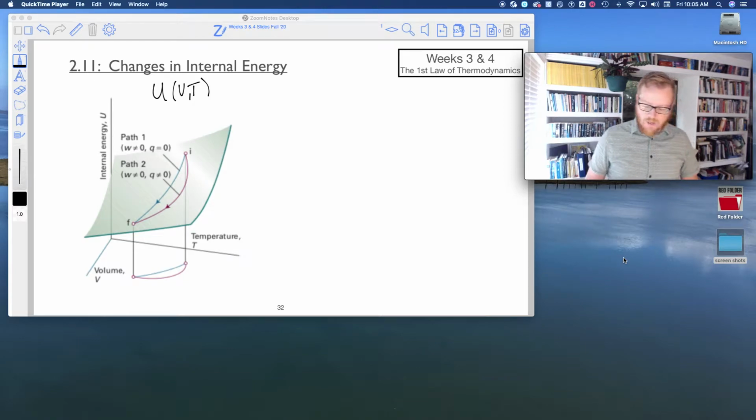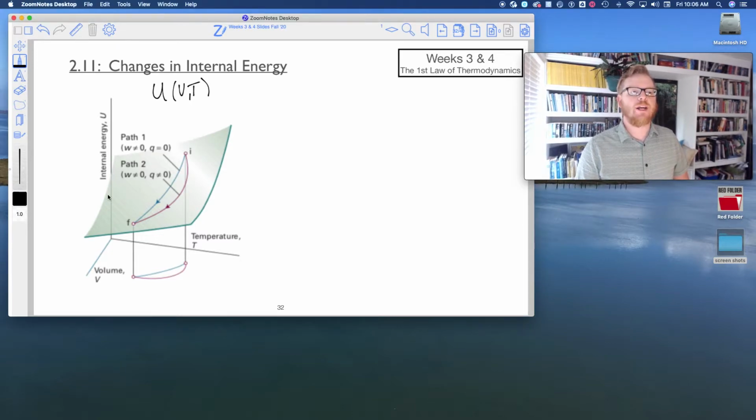Folks, picking up right where we left off. Okay, so changes in internal energy. Here we have this function U. U is a function of V and T.